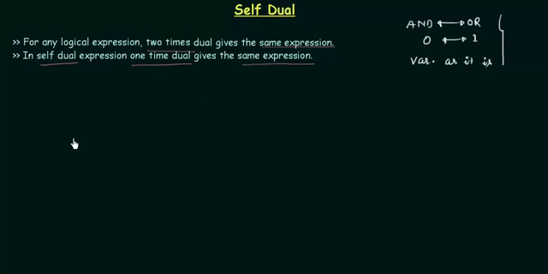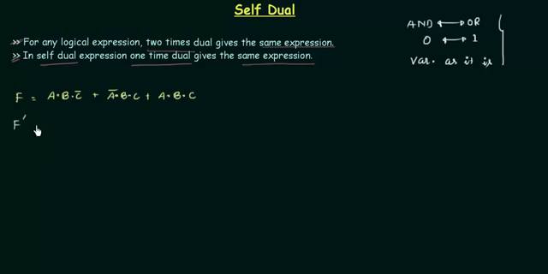We will see 2 examples depending upon these 2 statements. First we will prove this statement, then we will solve for self-dual. Let's say our function is f and it is equal to a and b and c complement, or a complement and b and c, or a and b and c. This is our function, and we will take dual 2 times and we will see if we have the same expression or not.